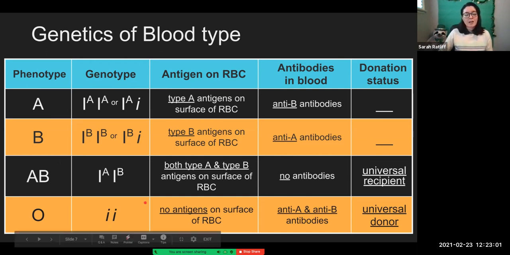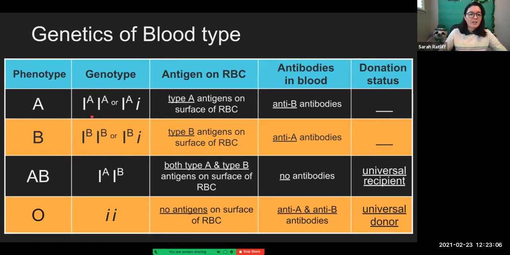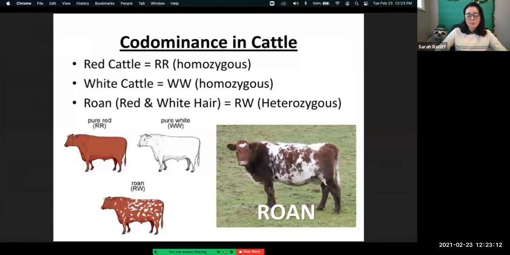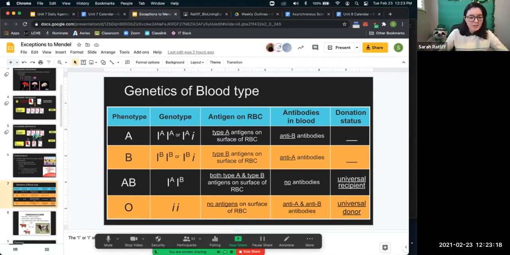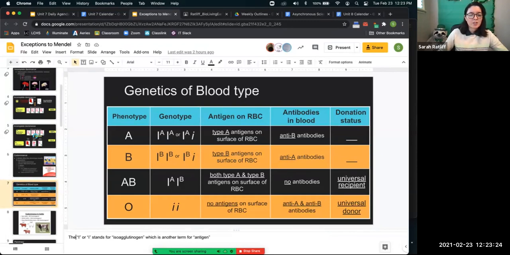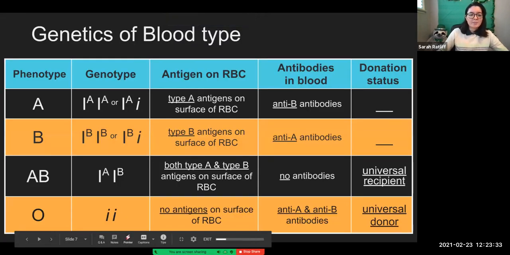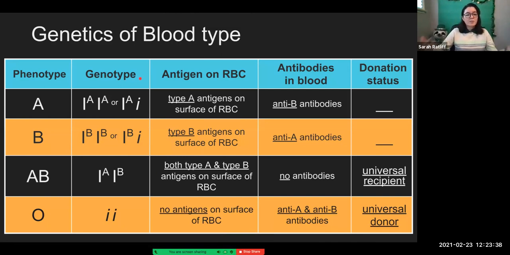Blood type is often symbolized by an I with a little superscript of whichever type it is, A or B. We use the I because it stands for isoagglutinogen, which is just another way to say antigen. So that's why we use an I instead of just A and B. We have a little superscript to tell us that it is an A or a B, because both A and B are dominant.